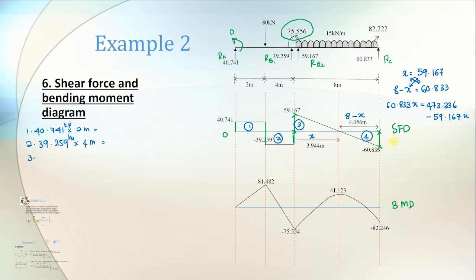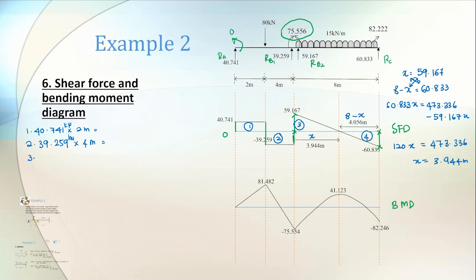It is 120x equal to 473.336. Then I get x is equal to 3.944. That's why here I put 3.944, and the balance here should be 8 minus this 3.944. So it is 4.056. Then we can calculate number 3.